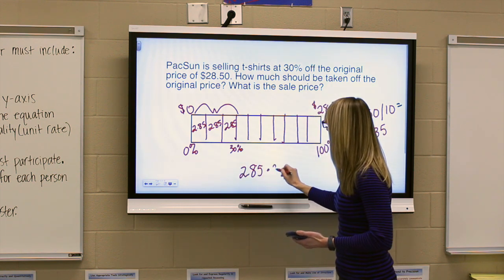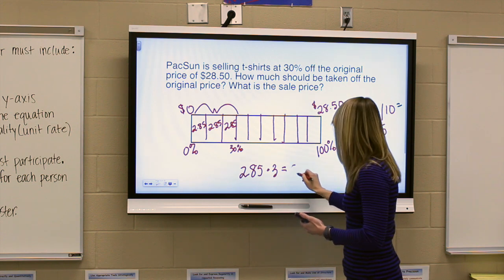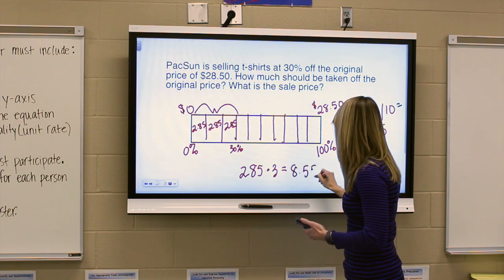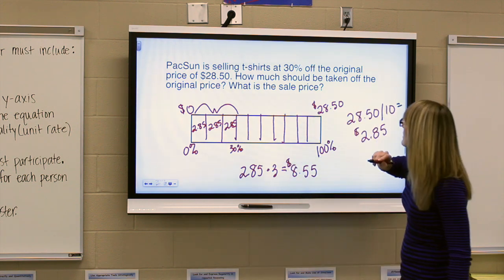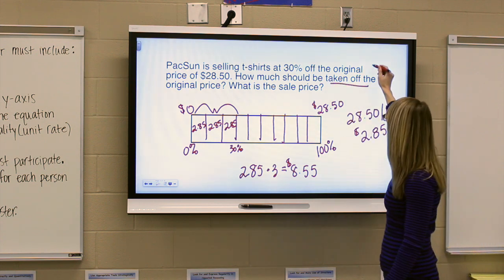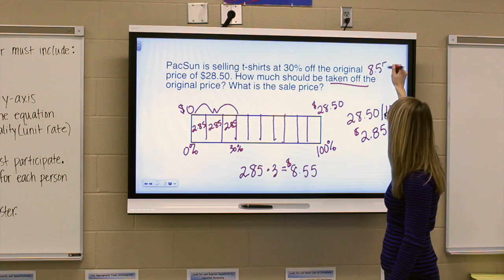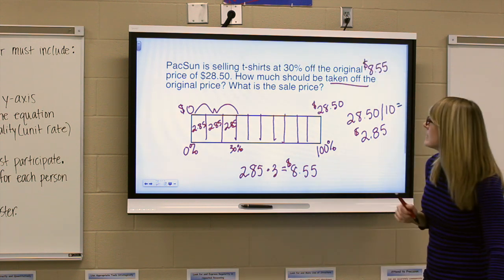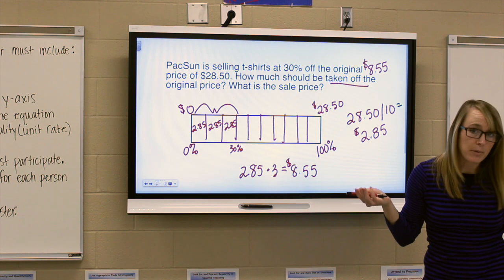$2.85 times 3 equals $8.55. So the question that asks how much should be taken off the original price: $8.55 should be taken off the original price, and then it asks what is the sale price.